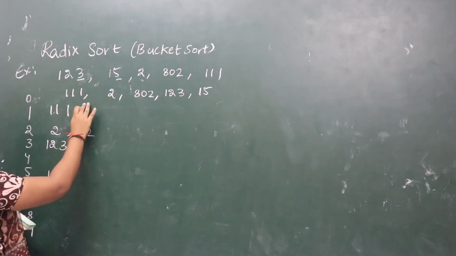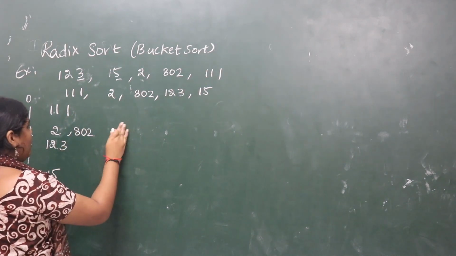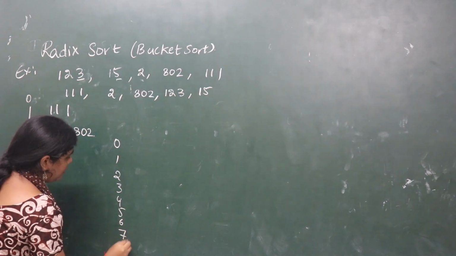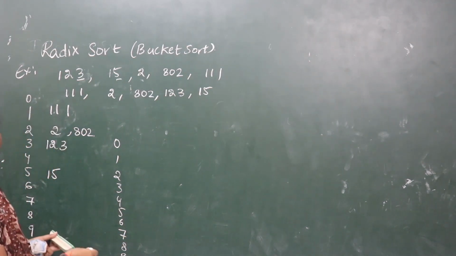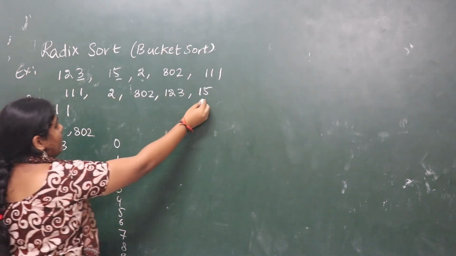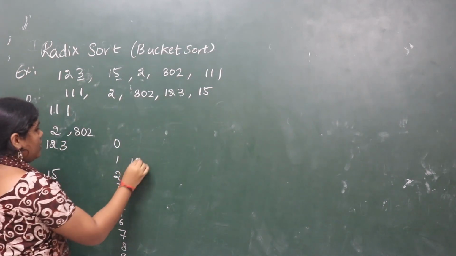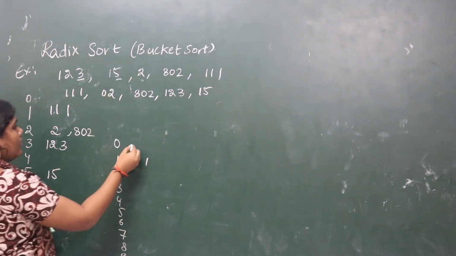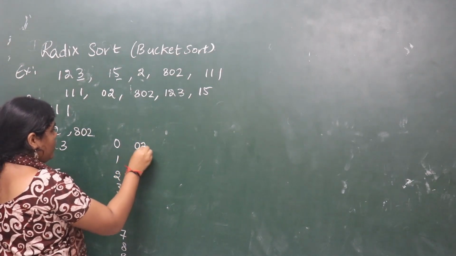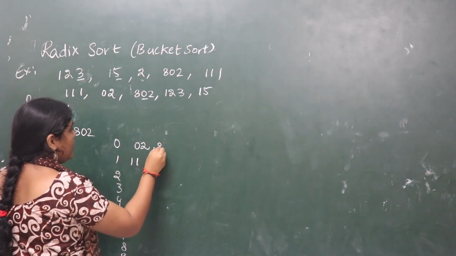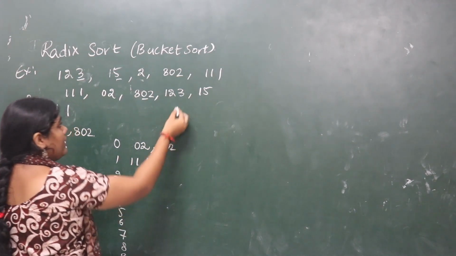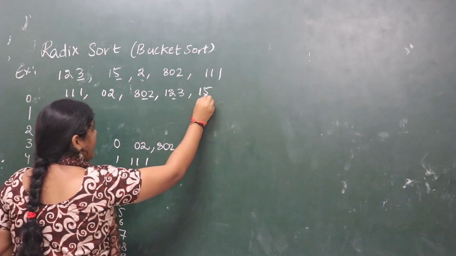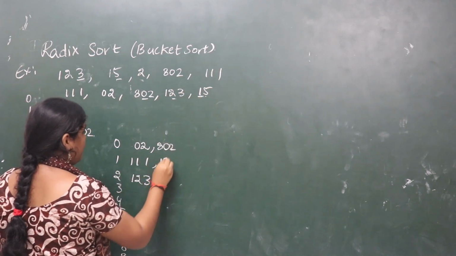But if you use the tens position, next we look at the tens position too. And we will take different types of buckets for this. That's why it is called bucket sort. Now using the tens place, here my tens position is 1, so 111, and there is no tens position in 2, so we take it as 0, so 02. For 802 the tens position is 0. For 123 the tens position is 2. And for 15 the tens position is 1.